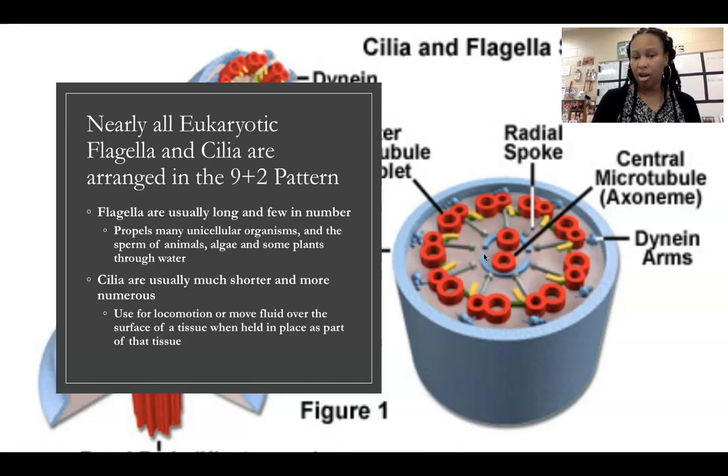Cilia, on the other hand, are going to be shorter and more numerous. They kind of look like little hairs, and they move like windshield wipers. I'm sorry. Cilia, when they're used for locomotion, are going to move in a sweep, kind of like rowing a boat. But they also can be used to move fluid over the surface of a tissue when they are a part of that tissue. You also have cilia in your lungs, and they help to sweep the stuff out. Okay.